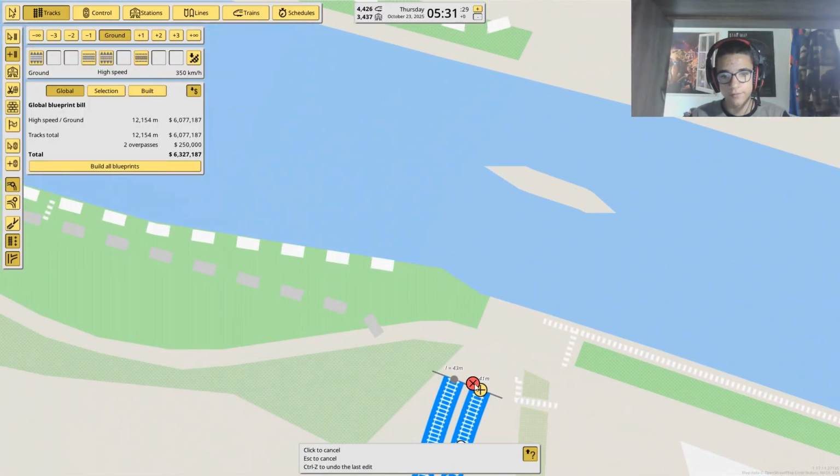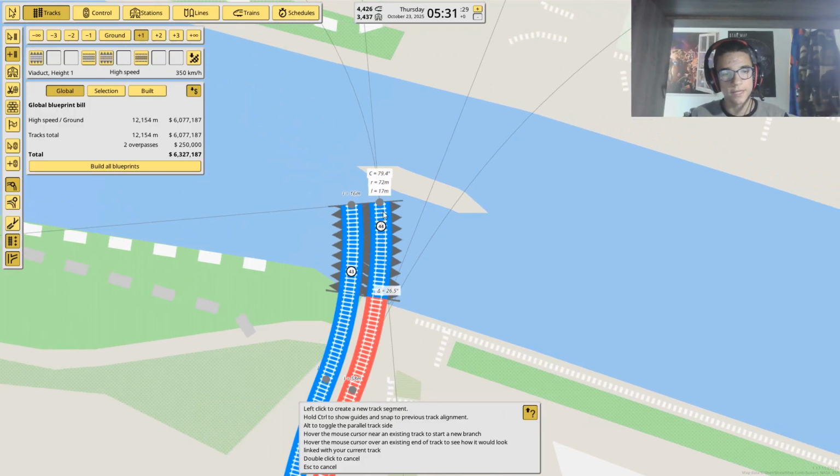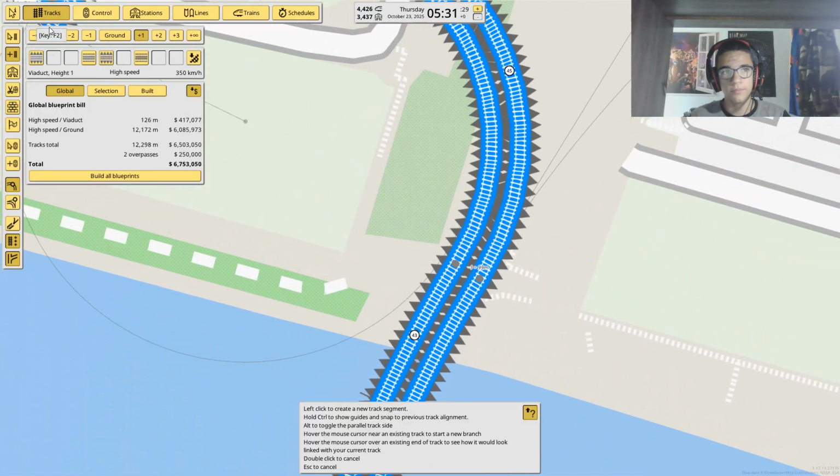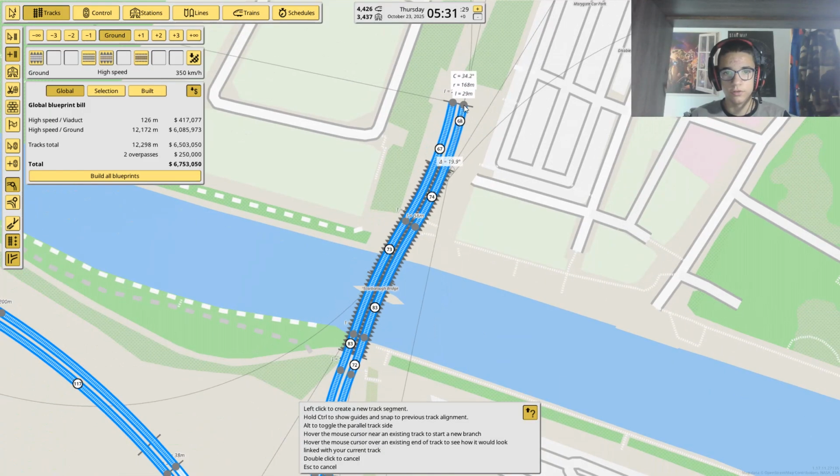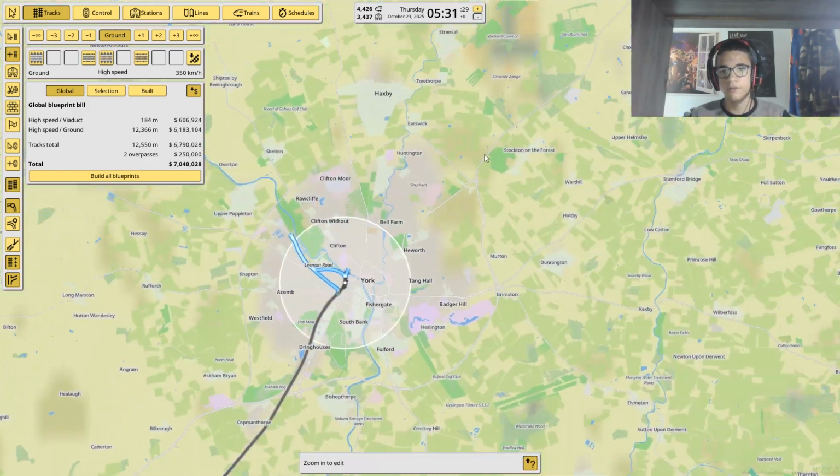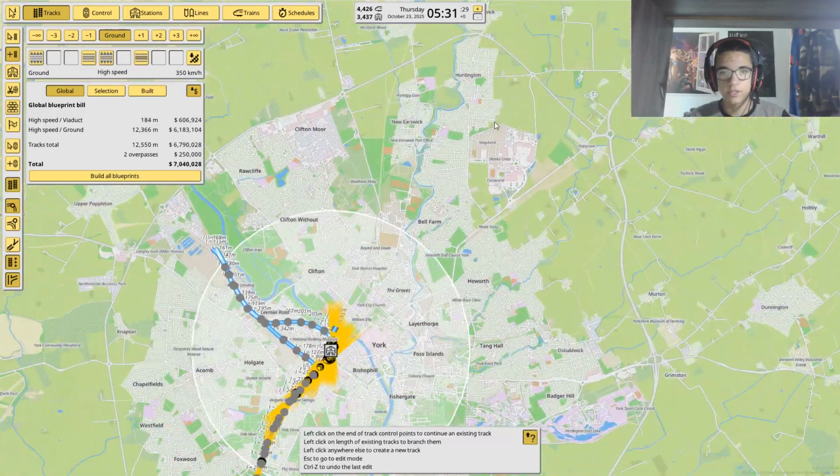I'm going to do a bit of the line here that goes up to Scarborough, goes a bit on a bridge, and then we'll pass some residential zones, northeastern areas of York, until we head out to the countryside. So there we go.